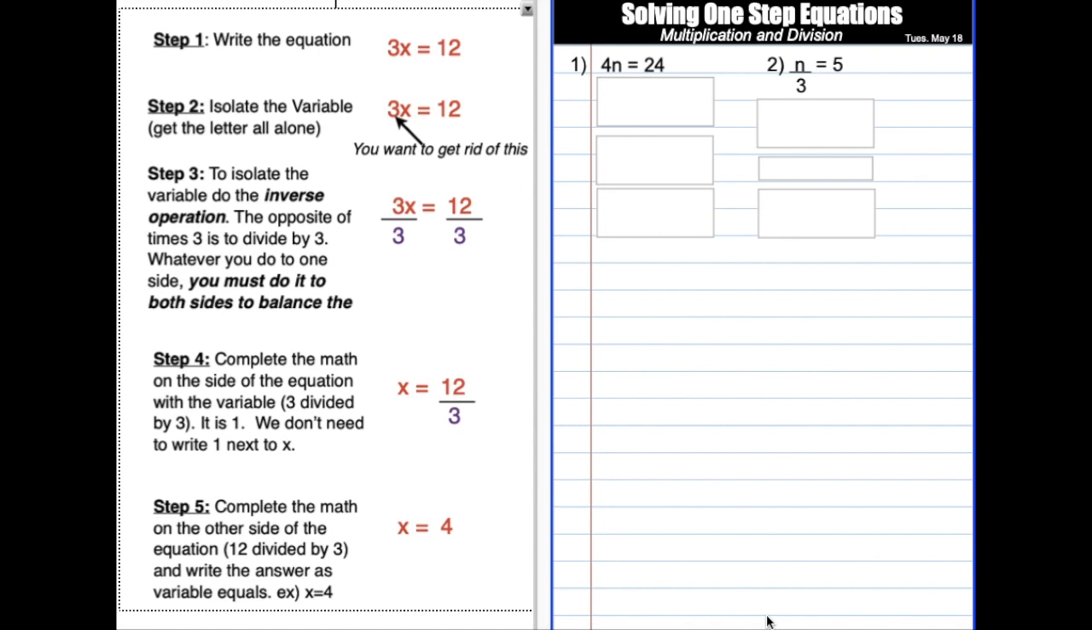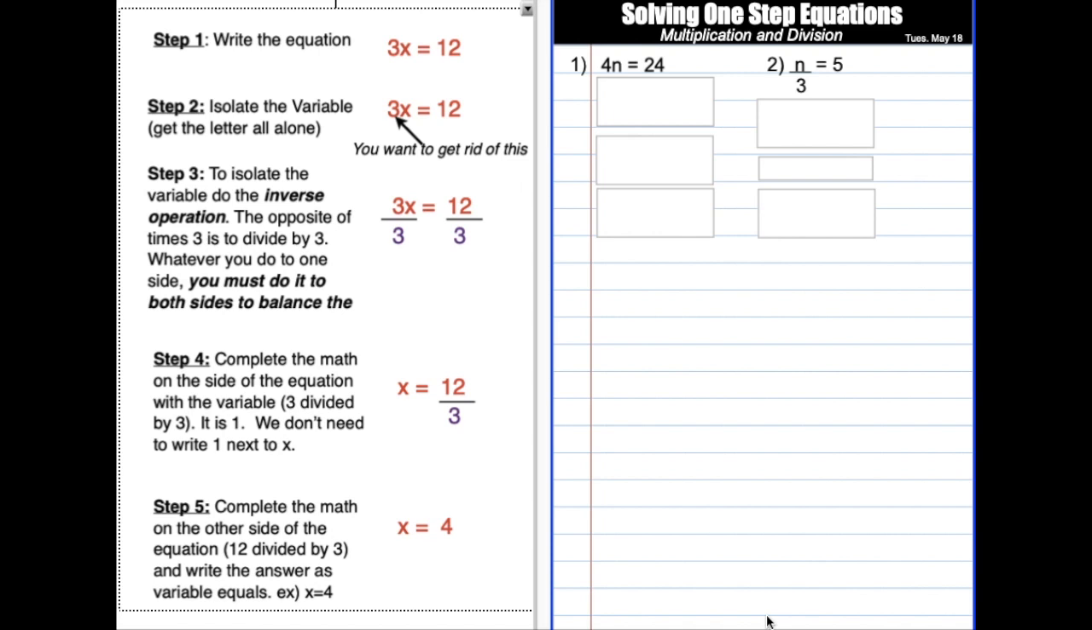All right, let's have a look at solving one-step equations with multiplication and division. You should have your sheet with you. You can see I have my strategy sheet open. Mine just looks a little bit different because I only have the multiplication side up right now. That's because we're going to start with a multiplication example.